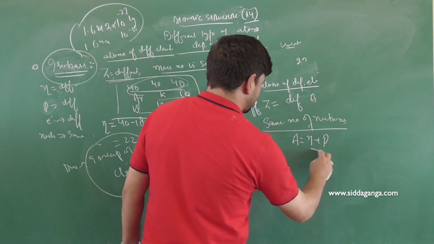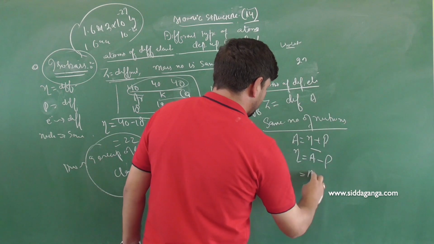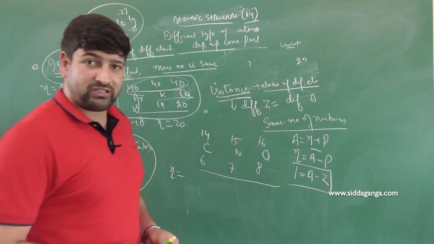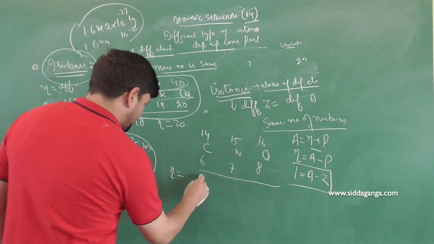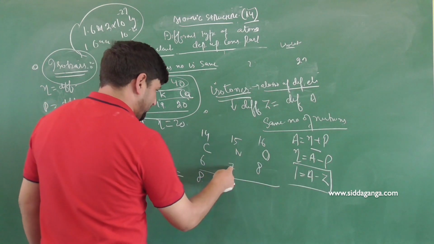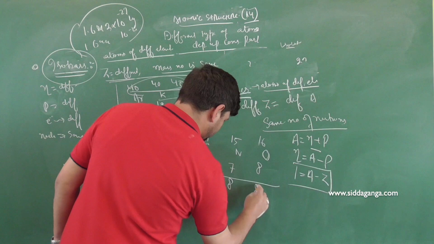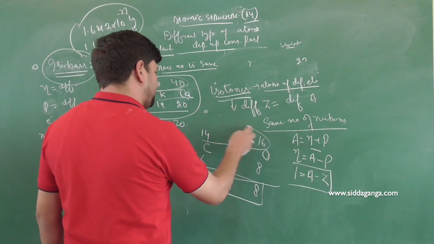Neutrons plus protons. What is the number of neutrons equal to? Atomic mass minus the number of protons. So atomic mass minus Z, because the number of protons represents the atomic number, so we can write that as A minus Z. So 14 minus 6, number of neutrons will be 8. 15 minus 7, it is 8. 16 minus 8, it will be 8. So what is the number of neutrons?